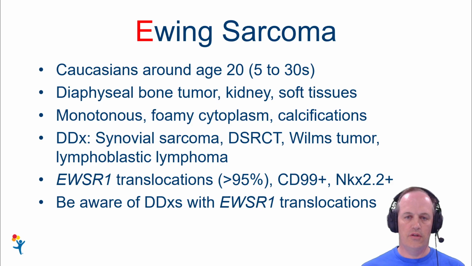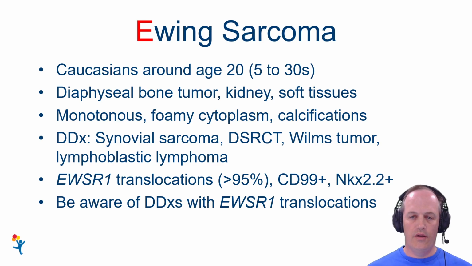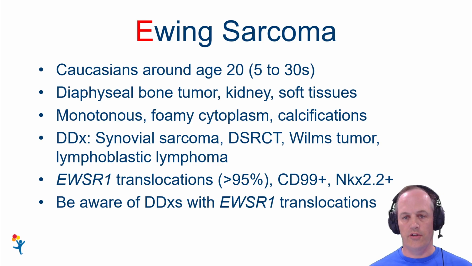So the differential is really with synovial sarcoma, which can also be a very round cell tumor and present in a lot of places when it's in a soft tissue location. Desmoplastic small round cell tumor in soft tissue locations. And of course, when you're thinking about the kidney in kids, you want to think about Wilms tumor. Also, we talked about lymphoblastic lymphoma and why that's in the differential. I think the other thing to think about here is other types of bone tumors like the BCOR altered sarcomas that we'll talk about a little later.